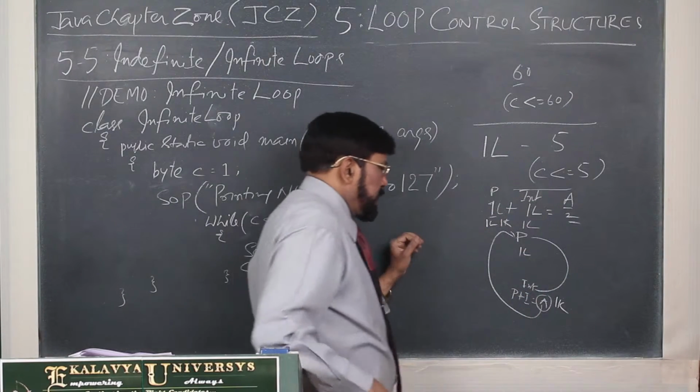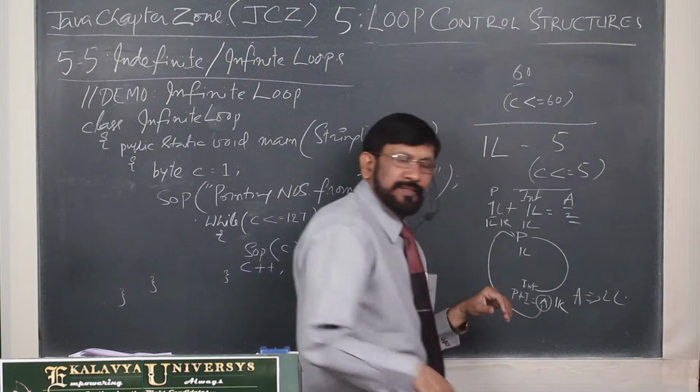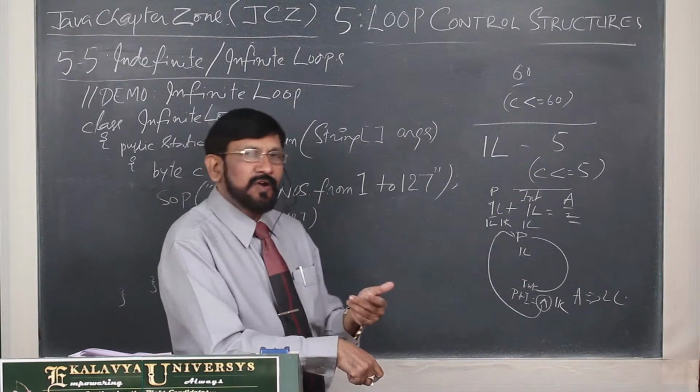At one point of time, what happens? The amount becomes 2 lakh. That means the task is achieved. Then what happens?